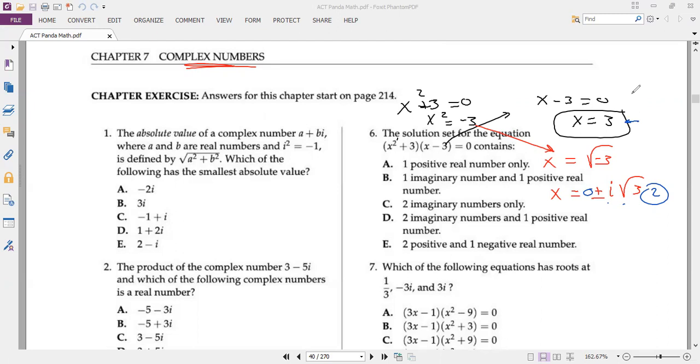And one is real. So one real positive, no, not only one. One imaginary, no, not one imaginary. Two imaginary, yes. Two imaginary only, no. Two imaginary and one real positive, yes. This one is right. Not two positive and one real. So answer 6 is D. Clear? I hope it is clear.